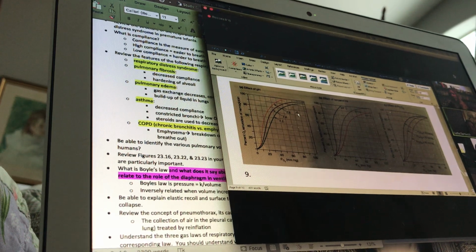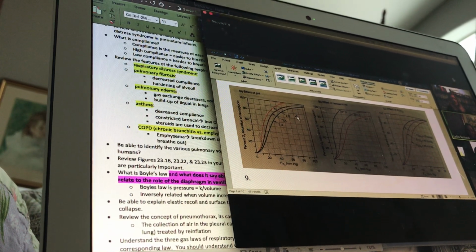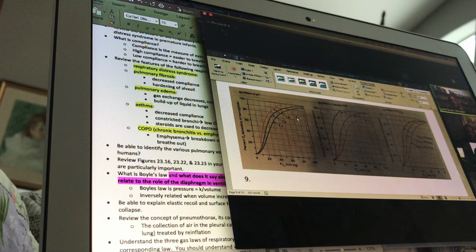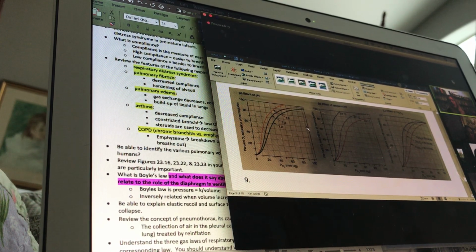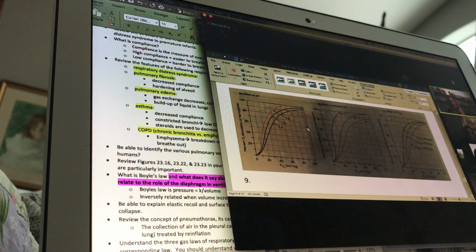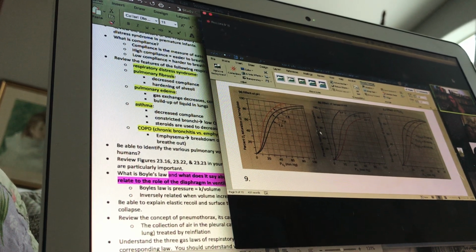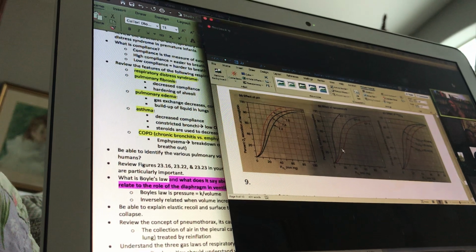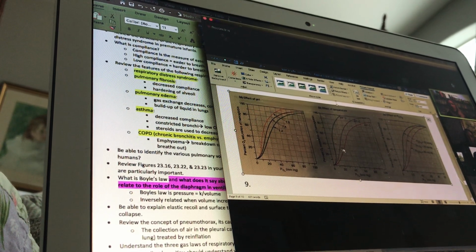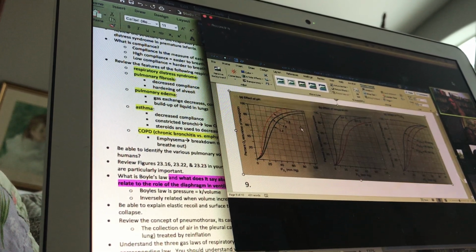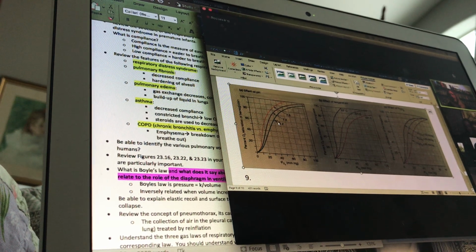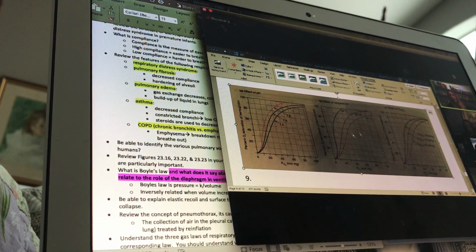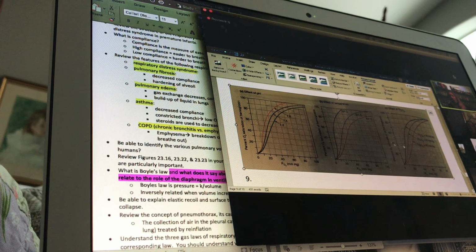So what this is just showing you is how we're going to be unloading oxygen and how it's going to differ depending on pH, temperature, or CO2 partial pressure. So in this case, when will these things change? When will you see a decrease in pH? When will you see an increase in pressure? When will you see increased CO2?